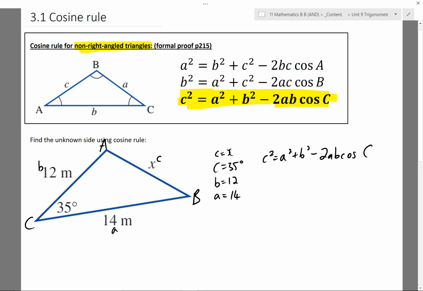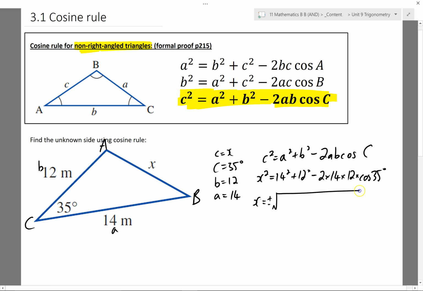And then substitute in the values that I know or I'm trying to find. So unknown x squared equals 14 squared, plus 12 squared, minus 2 times, what's A? It's 14, times 12, times cosine 35. Okay. And then I need to solve for my unknown. In this case, my unknown is x squared. So to find x, I'm going to need to take plus or minus the square root of this whole thing.